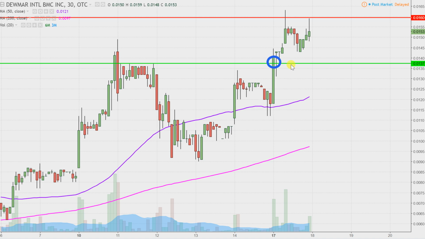Now, if the price falls below it, by no means am I saying the entire chart's ruined or anything like that. But preferably speaking, what would make the chart look the strongest? Definitely if the price can now stay above the 0.0137 mark.